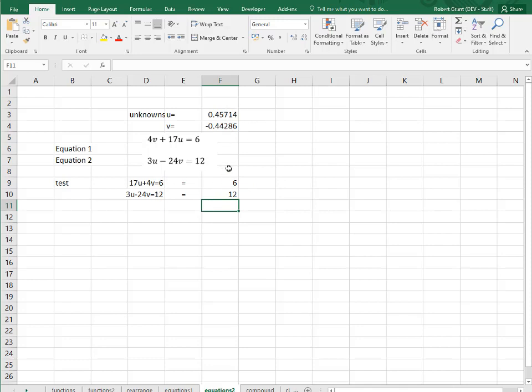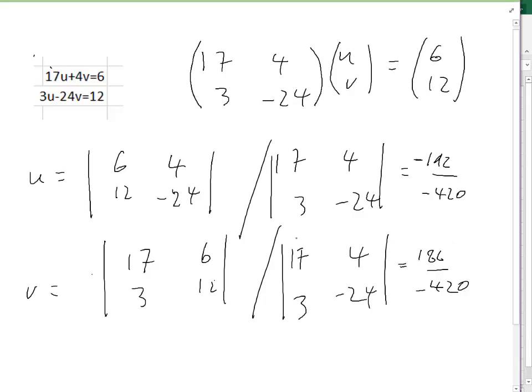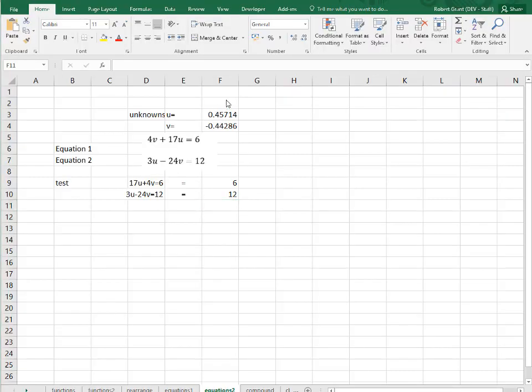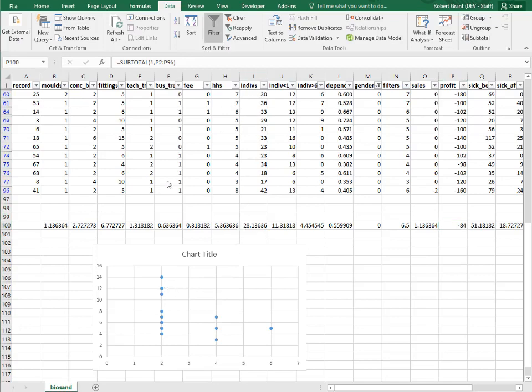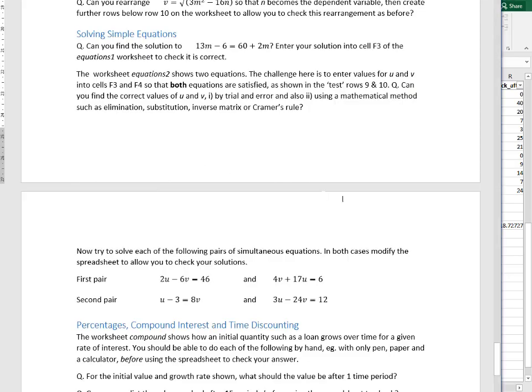So obviously much nastier solutions here, but you correctly get them with Cramer's method. So good old Cramer wins again. Good. So well done Cramer, well done Excel for checking that. Oh, we got the wrong spreadsheet.